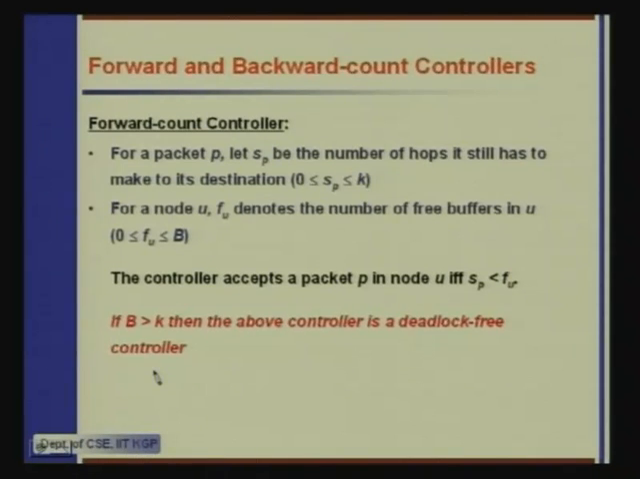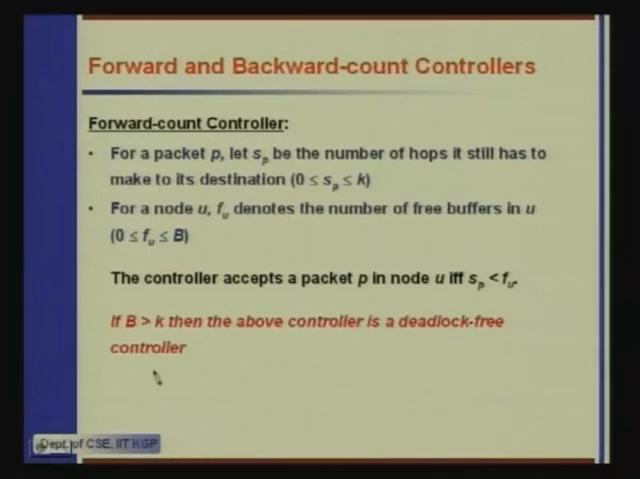Is the algorithm clear? Yes. So, every node will accept a packet if the number of hops that the packet has to go is less than the current number of free buffers. Even if there is one free buffer, you can accept it. Why is it? If you have only one free buffer and the packet still has 3 hops to go, then you will not accept the packet. Why is this?